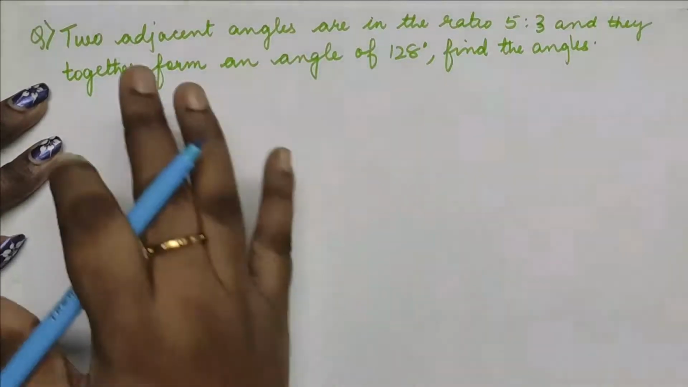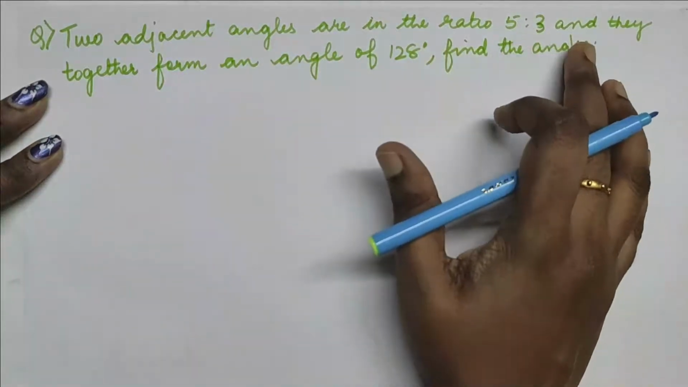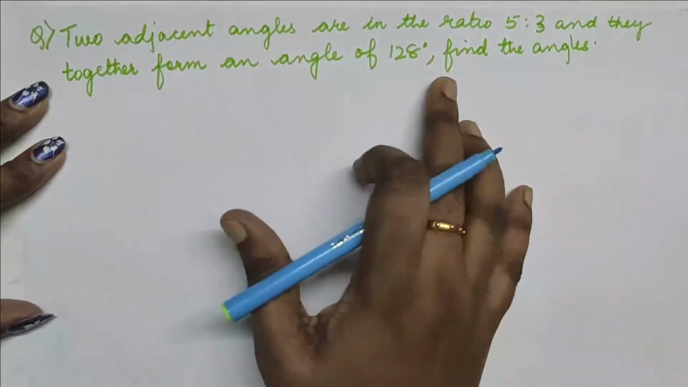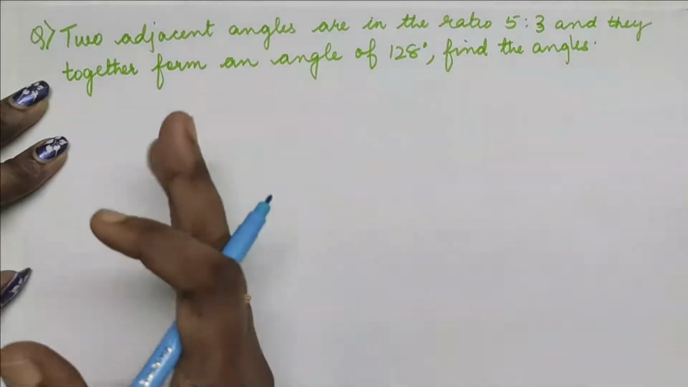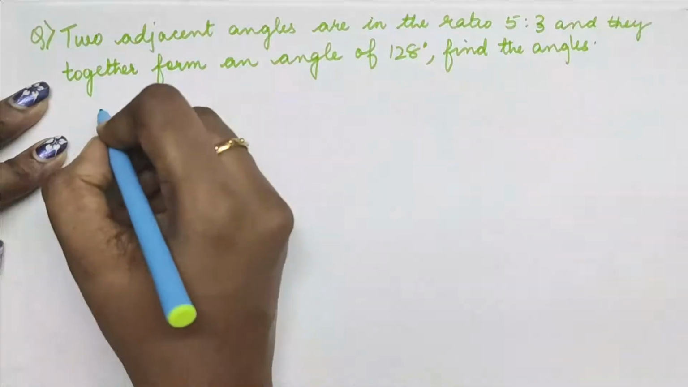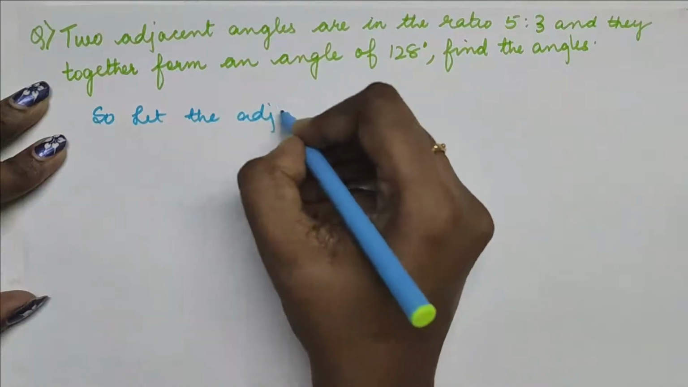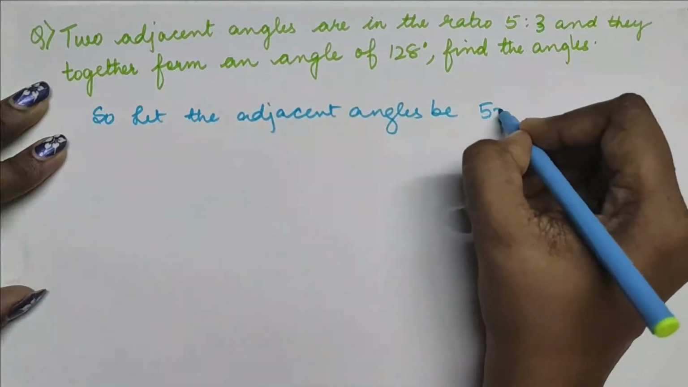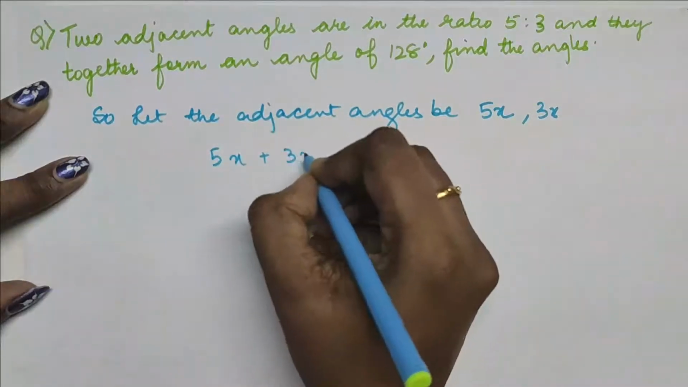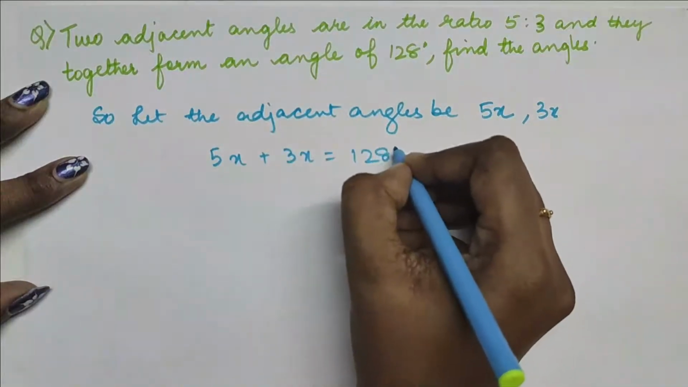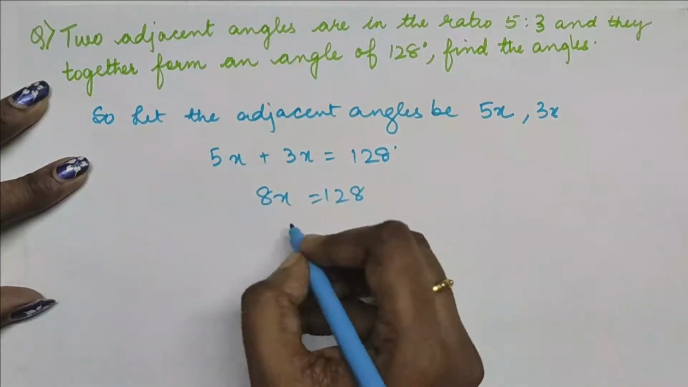Now moving on to the next question, which says that two adjacent angles are in the ratio 5:3 and they together form an angle of 128. Find the angle. So here they have not told that they are complementary or supplementary, but they are adjacent to each other. So let the adjacent angles be considered as 5x and 3x, and because they are adjacent, I can add them and the sum is given to me, that is 128. I can directly solve and find the value of the angles.